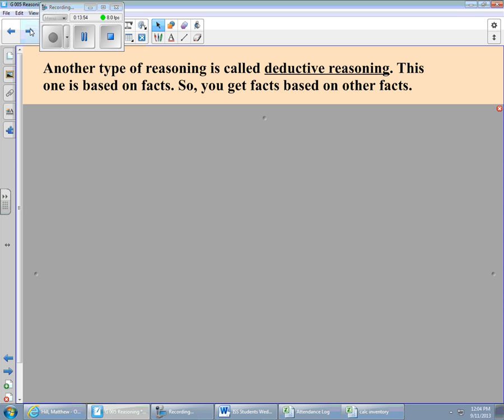Now, the final type of reasoning. There's only two that we're working on, inductive and now deductive. And deductive takes a lot less time to explain. This one is based upon facts. Deductive reasoning is the concept of facts based upon other facts. If you've ever heard the saying or seen the little game or activity called six degrees of separation, this is based upon deductive reasoning. It is connecting information to other information based upon facts that you know about the two pieces of information.